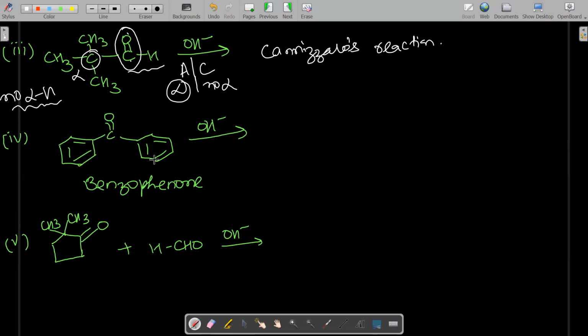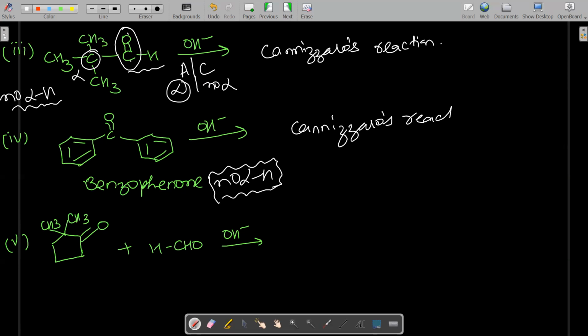This is benzophenone. First, you have to check whether alpha hydrogen is present or not. Okay, here no alpha hydrogen is present. If no alpha hydrogen is present, so what do you think? It will show what? Cannizzaro reaction? According to you? No, it will not show Cannizzaro as well as aldol condensation. Aldol condensation is not possible because there is no alpha hydrogen.